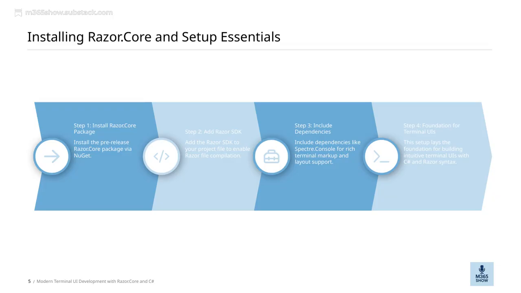Next, in step 3, we need to include the necessary dependencies in our project file. Specifically, adding the Razor SDK is vital because it enables the compilation of Razor files. This step ensures that our Razor syntax integrates smoothly with our C# code, making our development process more streamlined and efficient. Finally, in step 1, we install the Razor Core package via NuGet. This package is pre-release, so it's a cutting-edge tool that gives us the core functionality needed to work with Razor in this context. By doing all these steps, we're setting up a solid foundation to create modern, intuitive terminal interfaces that are both powerful and easy to develop.